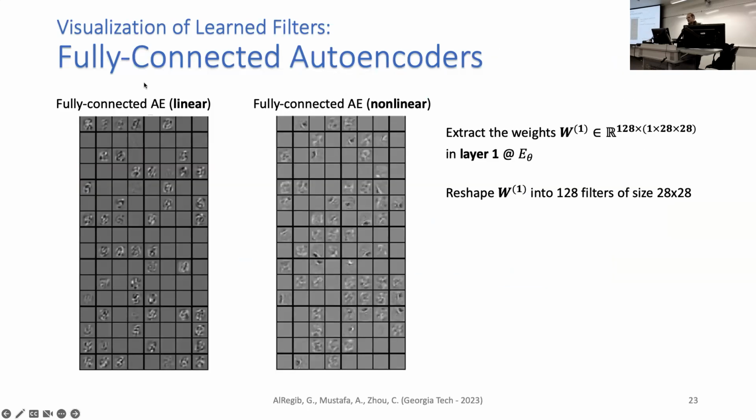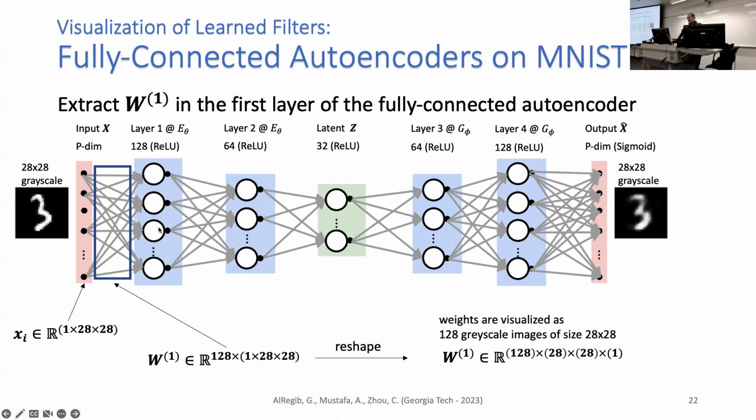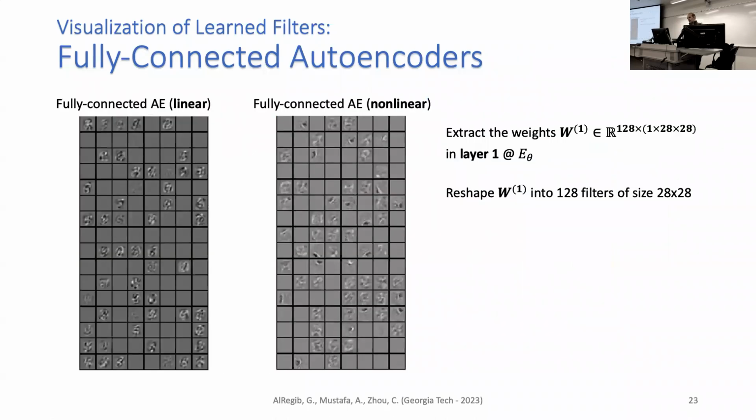So for the autoencoder, the linear case, we will have this one. But what we do is basically we take each one of them and concatenate them, just put them into an image, right? That's what we do in the visualization. And then we have these filters on the left-hand side. On the right-hand side, I have these nonlinear autoencoder filters, right? And you can see the differences between these.